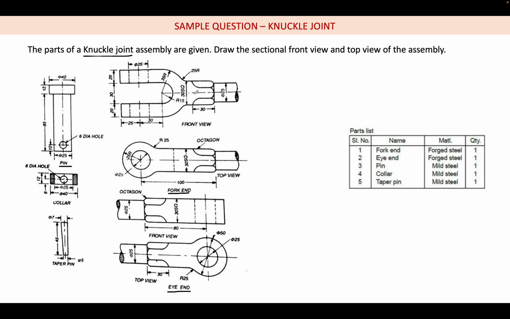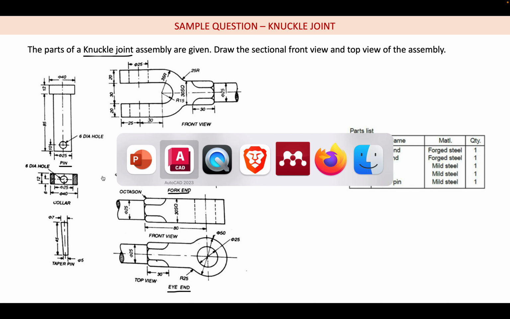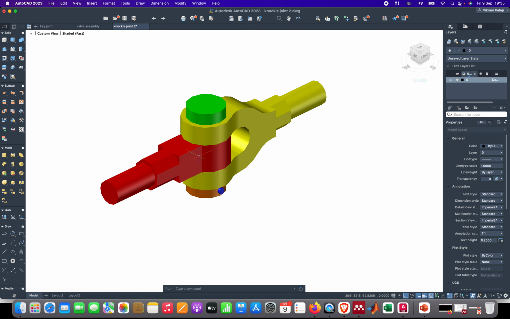We can see that for each part they have given views. For the fork end, a front view and top view are given. Similarly, for the eye end we have the front view and the top view. Only a single view is provided for the pin, and similarly for the collar. Here a sectioning is provided to indicate that it is hollow inside, a kind of shell. If I go to AutoCAD once again, let me move this just to show this part.